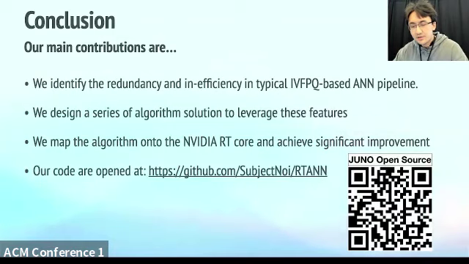Here comes the conclusion. In JUNO, we identified the inefficiency of the typical ANN pipeline and leveraged the RT cores to avoid this redundancy. With several clever optimizations, we get significant improvement against the baseline.